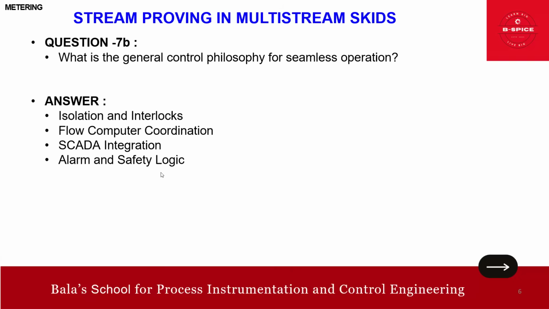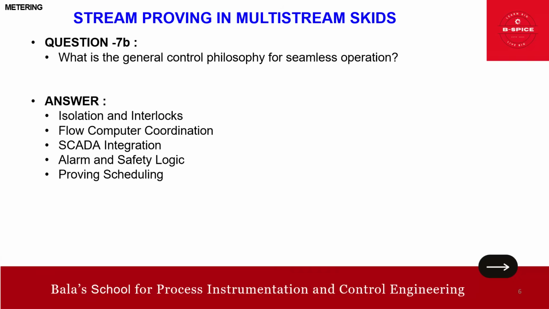Then alarm and safety logic. Alarms for proving failure, valve malfunction or flow imbalance, all these alarms to be notified. And the fail-safe logic ensures proving does not affect any custody transfer accuracy. Then proving scheduling. Proving is scheduled during a low demand period. That is the main important point actually. We need to schedule proving during a low demand period, or it is automatically triggered based on the runtime volume or time interval.